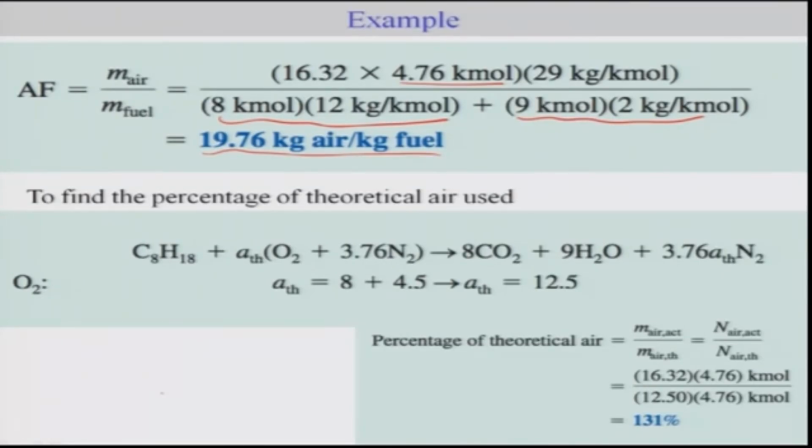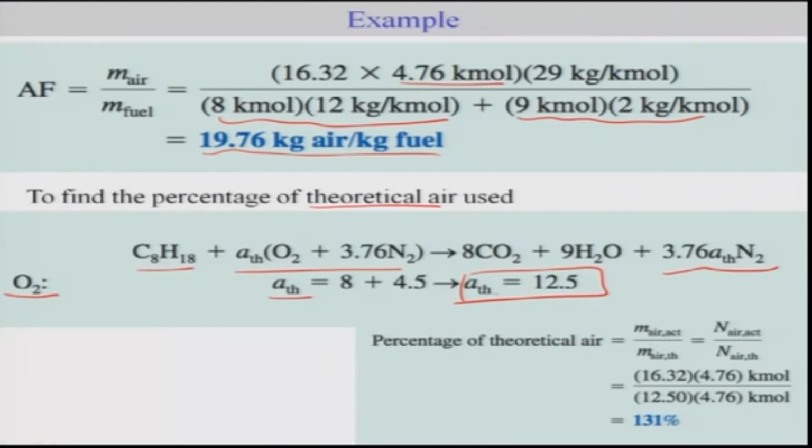Now the next question is to find the percentage of theoretical air which we have to use. Theoretical air is on the basis of the fact that you have complete combustion. Thus you need to write this equation: 1 kilomole of C8H18 plus 8 kilomoles of air leading to 8 CO2 plus 9 H2O plus the inert part. From here you can get the theoretical moles of O2, which gives you 12.5, by using simply the elemental or mass balance.